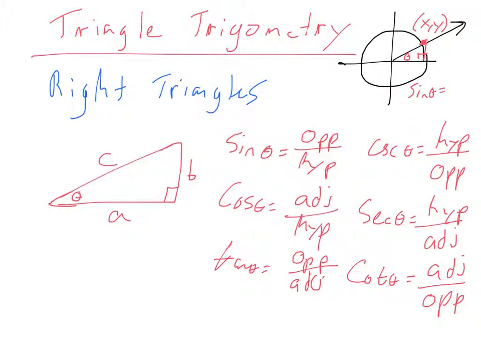But let's apply the right triangle definition to the reference triangle that creates in the unit circle. And we always know that hypotenuse is 1 here in the reference triangle. And so this side is x and this side is y. So sine theta by our right triangle definition would be y, opposite over hypotenuse, which is equal to y. So we can see now that our unit circle definition and our right triangle definitions are really the same thing.